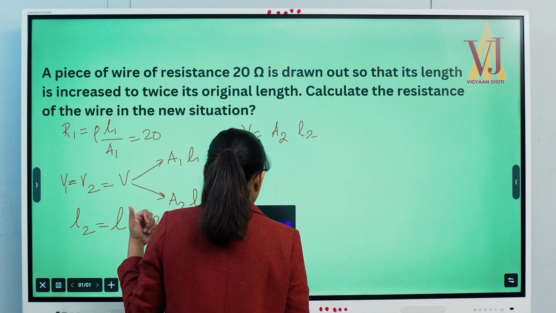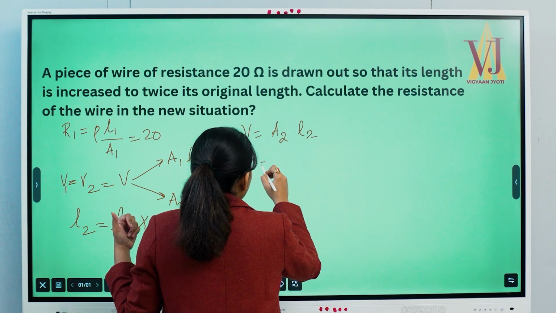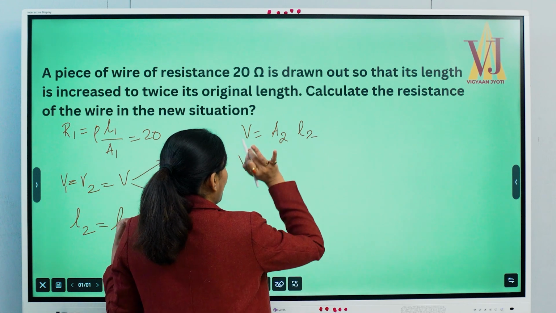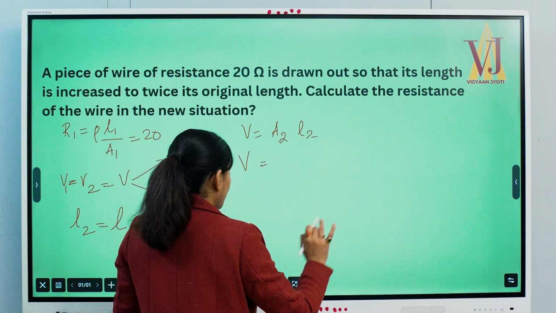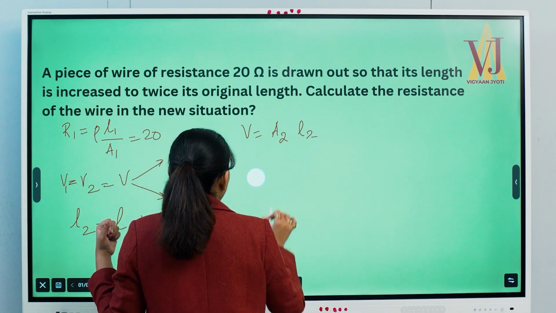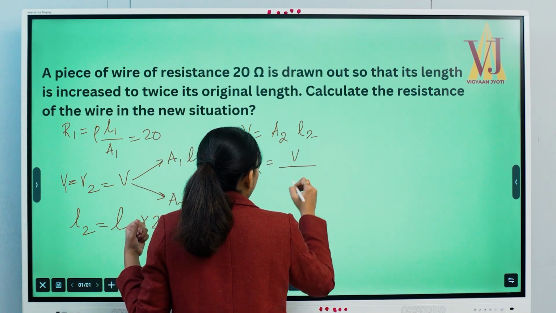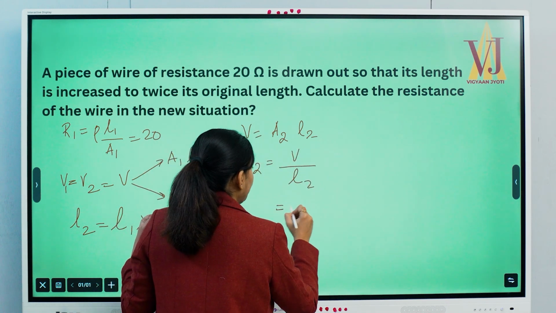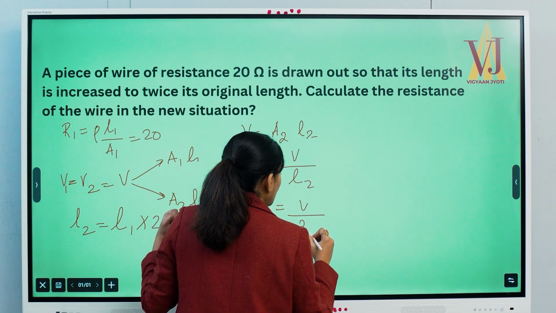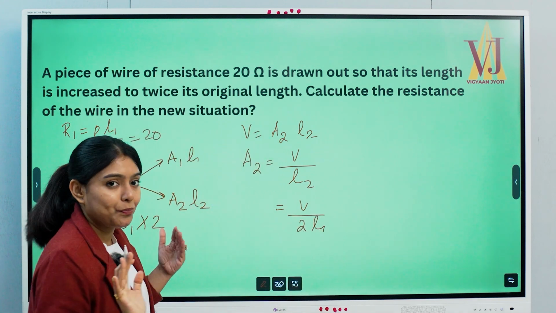Okay, what I am trying to say is A2 and L2, clear? Now what is my A2? I have no idea about my A2, okay? So we will find out what the value of A2 is. That means V by L2. Clear? Now L2 is how much? 2L1, yes or no? Clear?